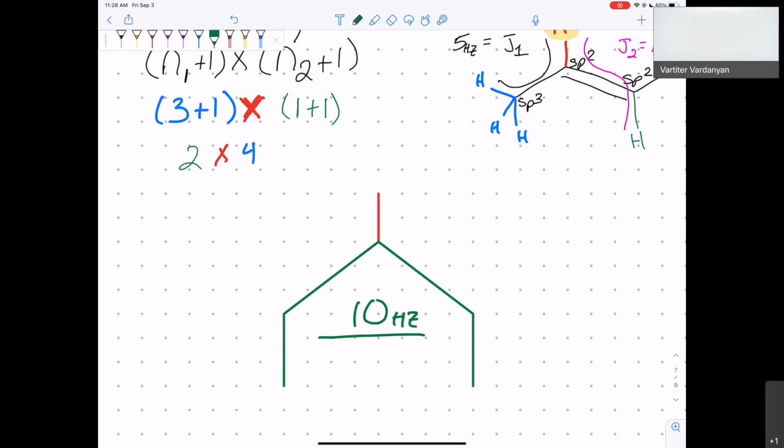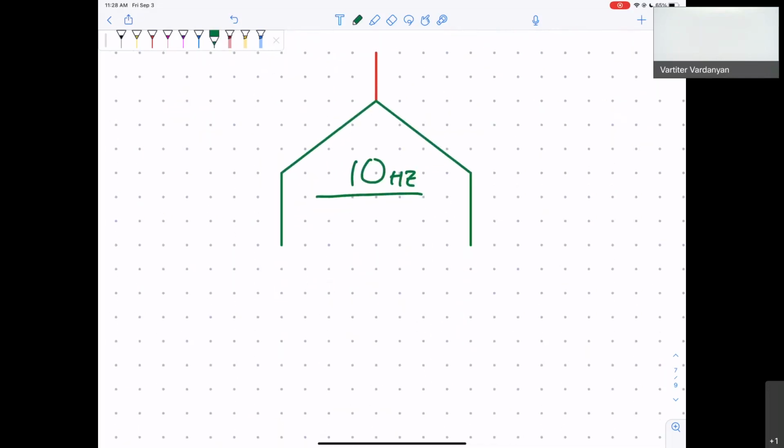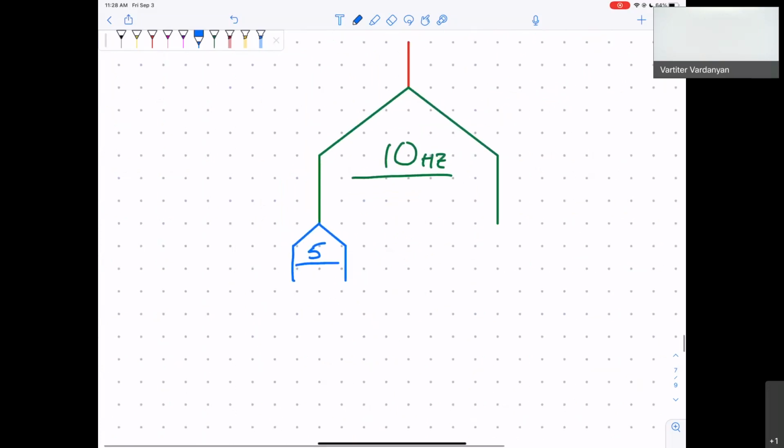So we're done with that side. Now we have to split it 3 times because we have 3 blue hydrogens. What was the value for the blue hydrogen? 5. Now we're going to split each of these two 3 times by a value of 5. So we're going to say this is 5 hertz.